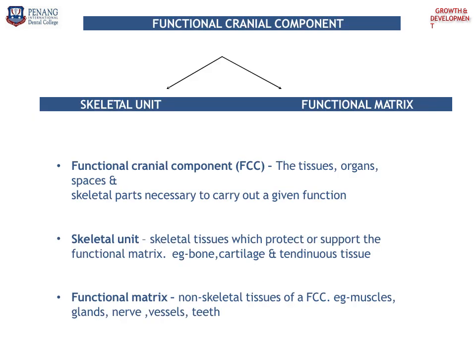So we categorize the functional cranial component into two parts: skeletal unit and the functional matrix. So skeletal unit will consist of your bone, cartilage, and tendinous tissue, whereas your functional matrix will be the non-skeletal tissue like your muscles, glands, nerves, vessels, and your teeth. So together, these components make a functional cranial component and a function is performed.